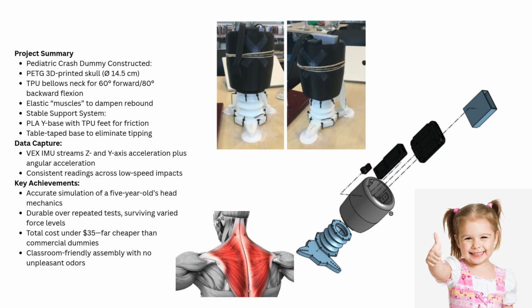And so, in summary, we produced a 5-year-old crash dummy model using PEG for the head, meeting the dimensions specified. We then used a bellows neck design to simulate the mechanism of a head pivoting. We then used a large Y base with TPU feet to reinforce friction and support. We taped it down to the table to fully secure it. Lastly, we used a muscular structure to simulate the muscles bringing the head back into place.